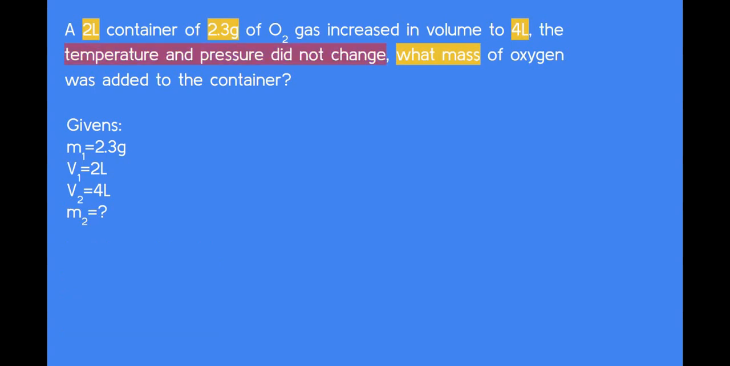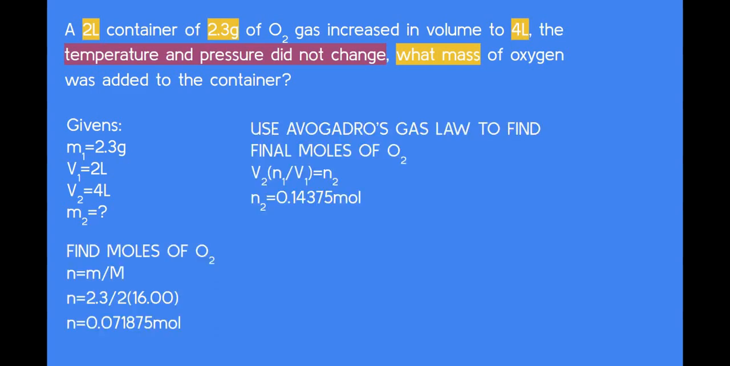Now we should pay attention to the fact that it says temperature and pressure did not change, which means that we can use Avogadro's gas law to solve for the final amount of moles, which we can do by rearranging the equation to n2 is equal to the final volume times the initial moles divided by the initial volume, and we should get 0.14375 moles.